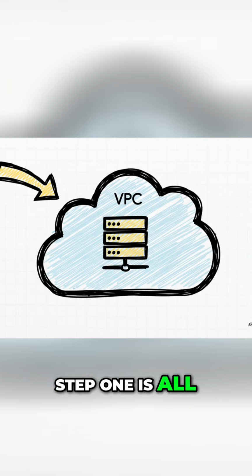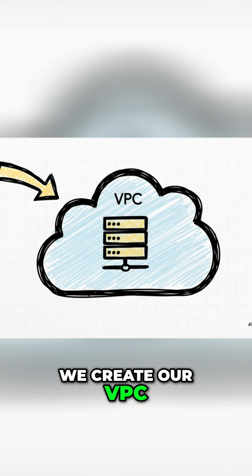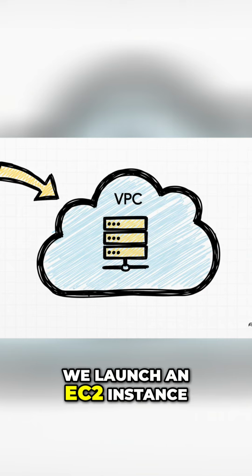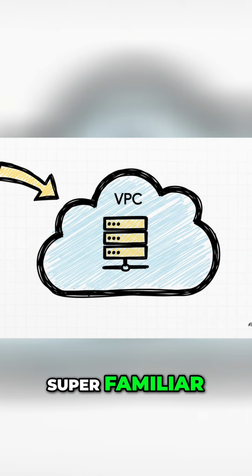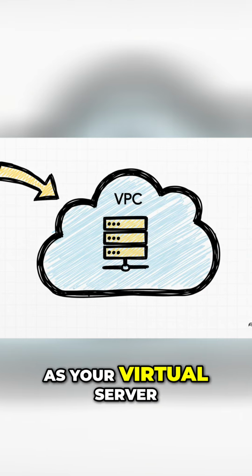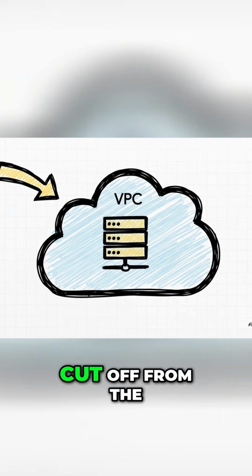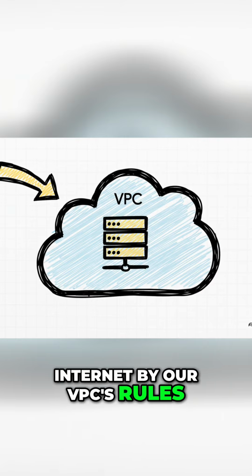Step one is all about the foundation. We create our VPC, that's our private network, and right inside of it, we launch an EC2 instance. And if you're not super familiar, just think of EC2 as your virtual server in the cloud. Right now, by design, this server is completely cut off from the internet by our VPC's rules.